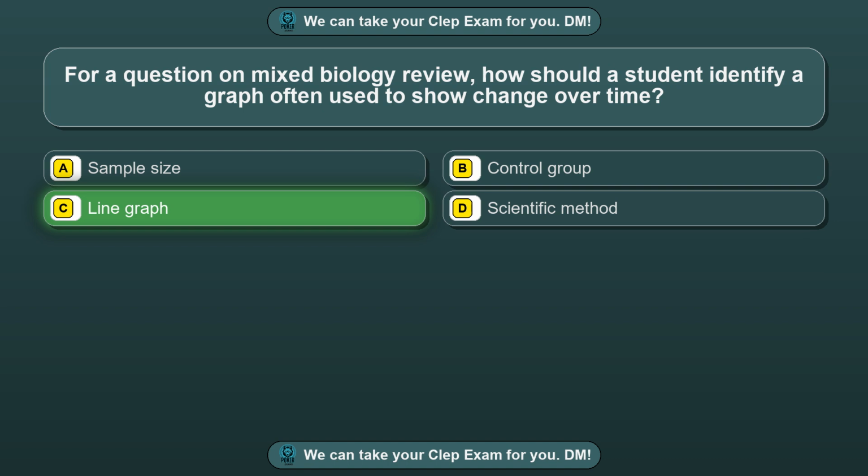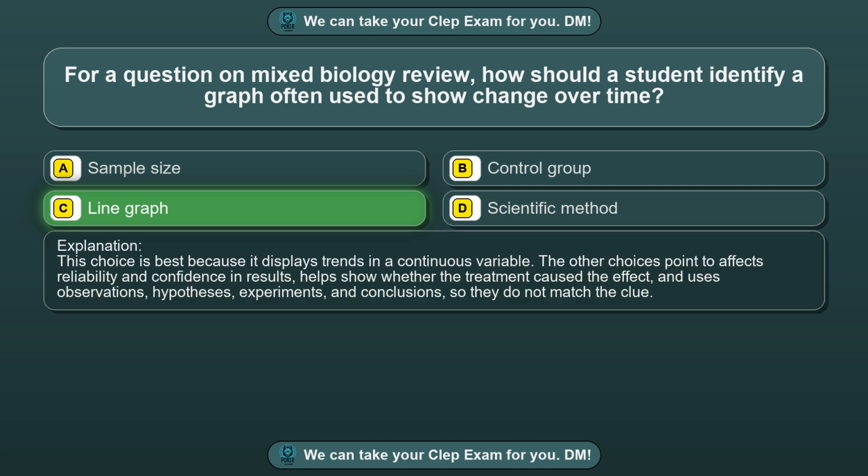Line graph. This choice is best because it displays trends in a continuous variable. The other choices point to affects reliability and confidence in results, helps show whether the treatment caused the effect, and uses observations, hypotheses, experiments, and conclusions, so they do not match the clue.